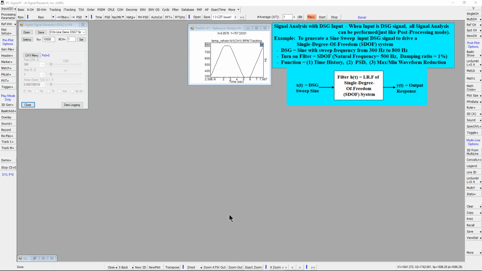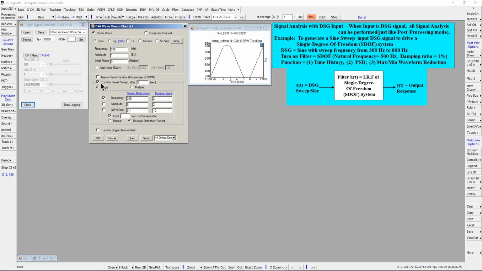When input is DSG signal, all signal analysis can be performed, just like post-processing mode. For example, we want to generate a sine sweep input DSG signal to drive a single degree of freedom system. In DSG menu, set up a sine wave with the desired sweep frequency.